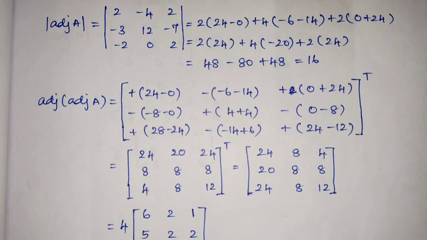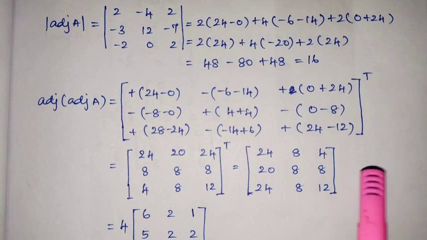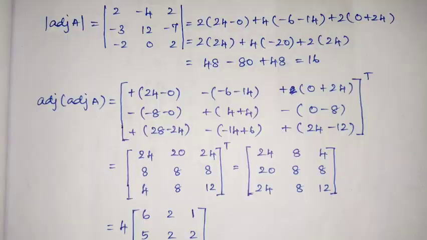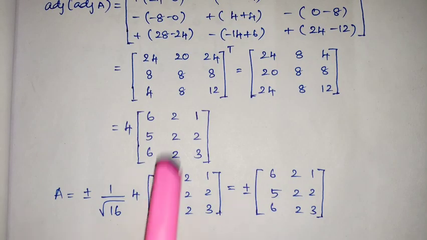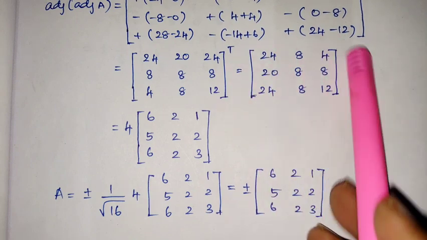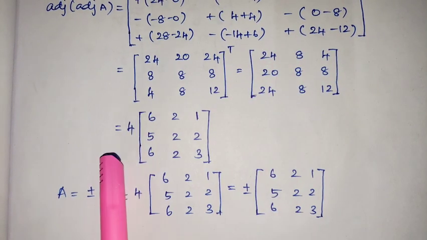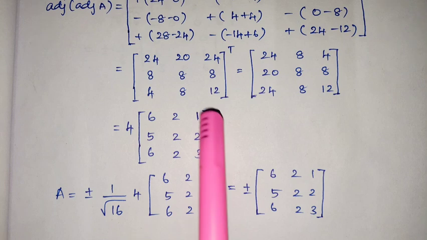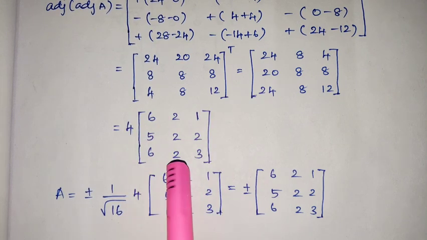Now you can see here in this particular matrix, you can take common element outside. Now see, what is the common element we can take outside is 4, isn't it? From all the elements we can take 4 outside. So taking 4, you have got 6, 2, 1, 5, 2, 2, 6, 2, 3.